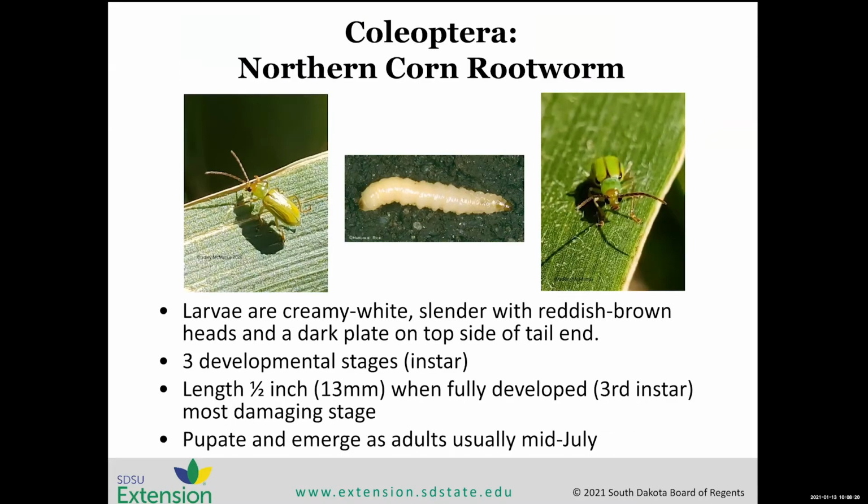The next one, your northern corn rootworm, the larvae kind of look just like your western corn rootworm. They're creamy white, slender with reddish brown heads and a dark plate on the top side of the tail end. Just like the western corn rootworm, there's 3 development stages in the larva. The length is the same at a 1/2 inch, and again, the third instar is your most damaging. And then also they pupate and emerge as adults, usually in mid-July, just like the western corn rootworm.